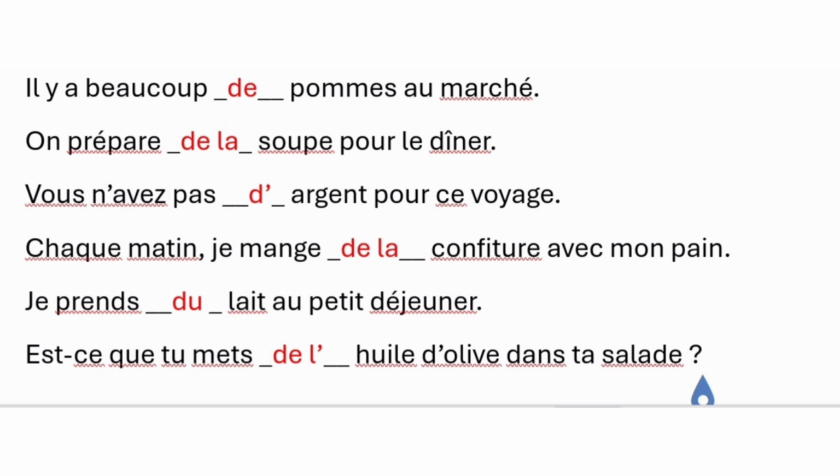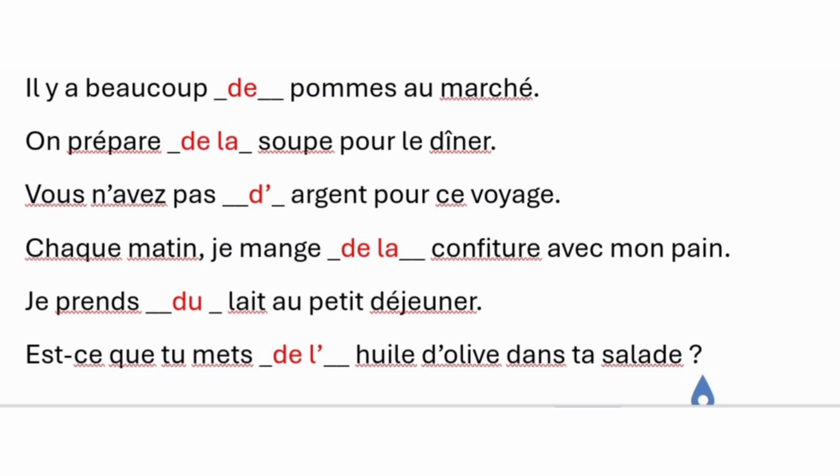Then, on prépare dash soupe pour le dîner. We prepare some soup for the dinner. Soup is again feminine, so we'll write on prépare de la soupe pour le dîner. We prepare some soup for the dinner.